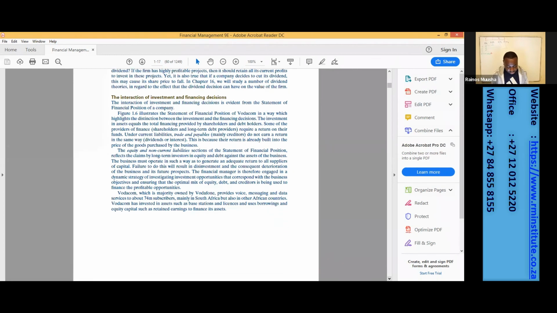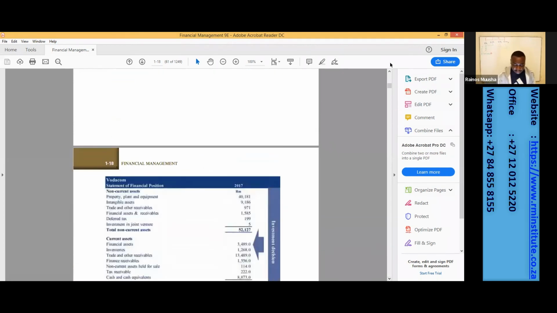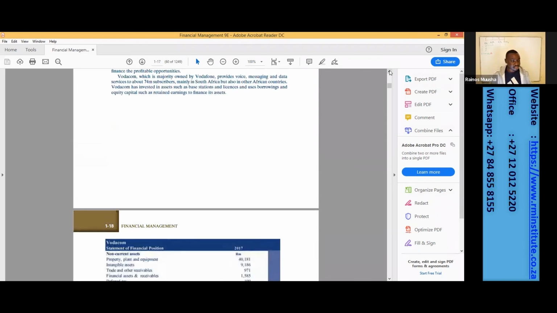So is there any question when it comes to the investment and financing decisions and the structure of how it is in the balance sheet as well? Any questions?